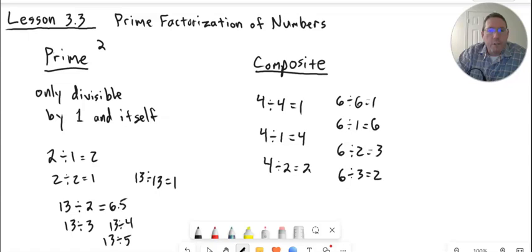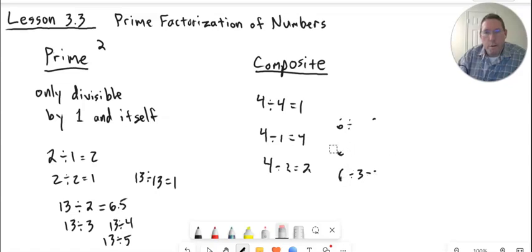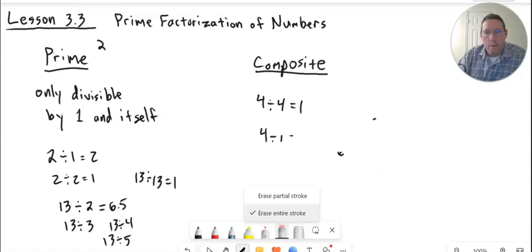So starting at 2, 2 is prime. Let's come over here. Actually, I'm going to erase some of this stuff. There we go. It's not erasing as fast as I wanted it to. There we go.